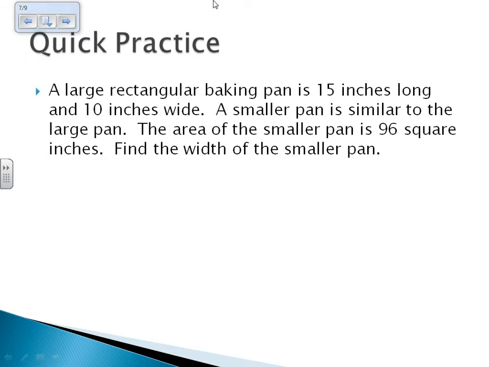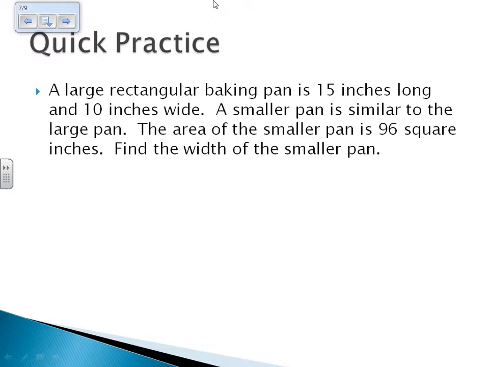Next problem. Somebody read that for me, please? Jose? A large rectangle baking pan is 15 inches long and 10 inches wide. A smaller pan is similar to the larger pan. The area of the smaller pan is 96 square inches. Find the width of the smaller pan.